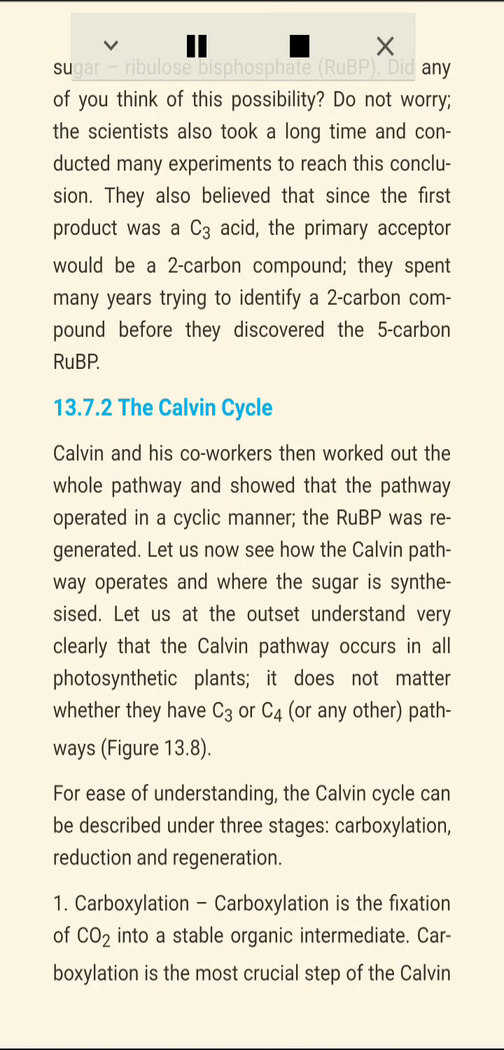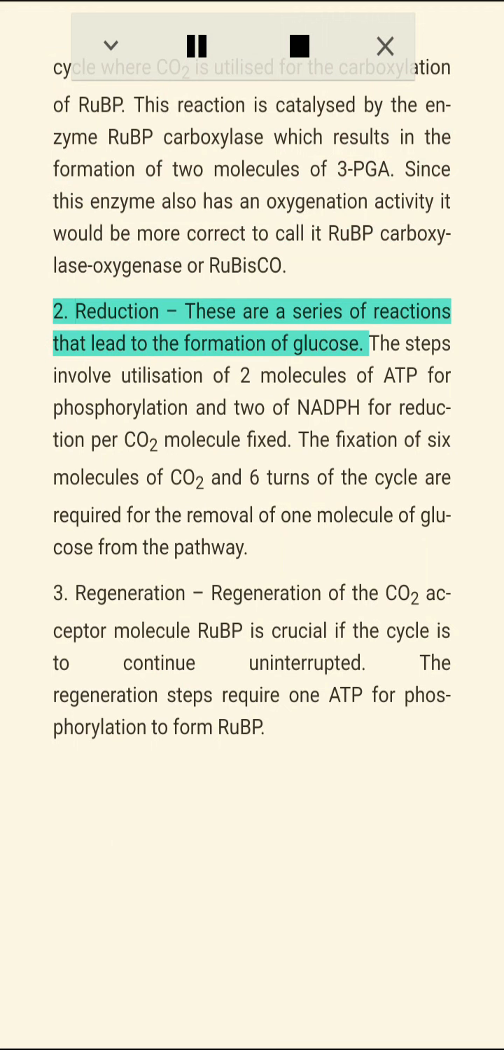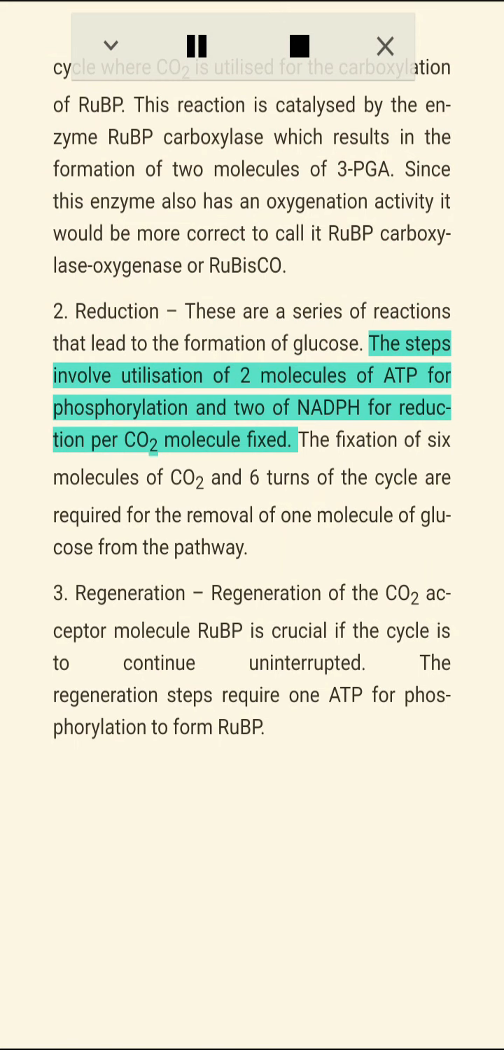This reaction is catalyzed by the enzyme RuBP carboxylase, which results in the formation of 2 molecules of 3-PGA. Since this enzyme also has an oxygenation activity, it would be more correct to call it RuBP carboxylase-oxygenase, or Rubisco. 2. Reduction. These are a series of reactions that lead to the formation of glucose.